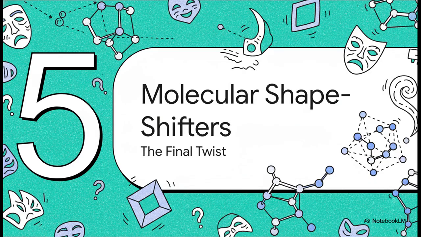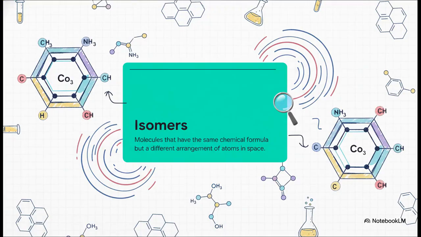But hold on, we're not done yet. There is one final fascinating twist in this case. It turns out one of our suspects, the cobalt complex, is a true master of disguise. This phenomenon is known as isomerism. It means you can have molecules that are built from the exact same atoms, the same chemical formula, but those atoms are arranged differently in space. It's like having the same set of Lego bricks, but building two completely different things.